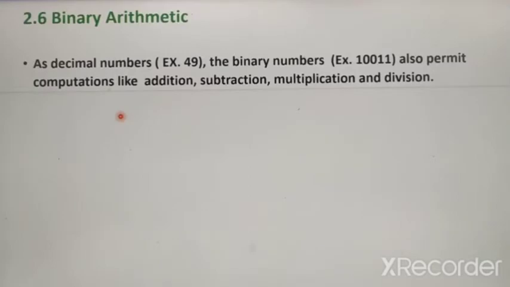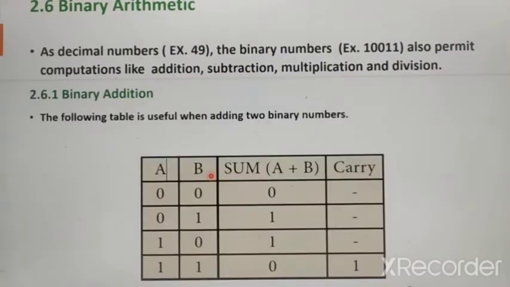Let's see here binary arithmetic. As decimal numbers, decimal means combination of 10 digits from 0 to 9, the binary numbers, binary means combination of 2 digits, also permit computations like addition, subtraction, multiplication and division. Here we can see about binary addition. Here is given a table for adding two binary numbers. The following table is useful when adding two binary numbers.